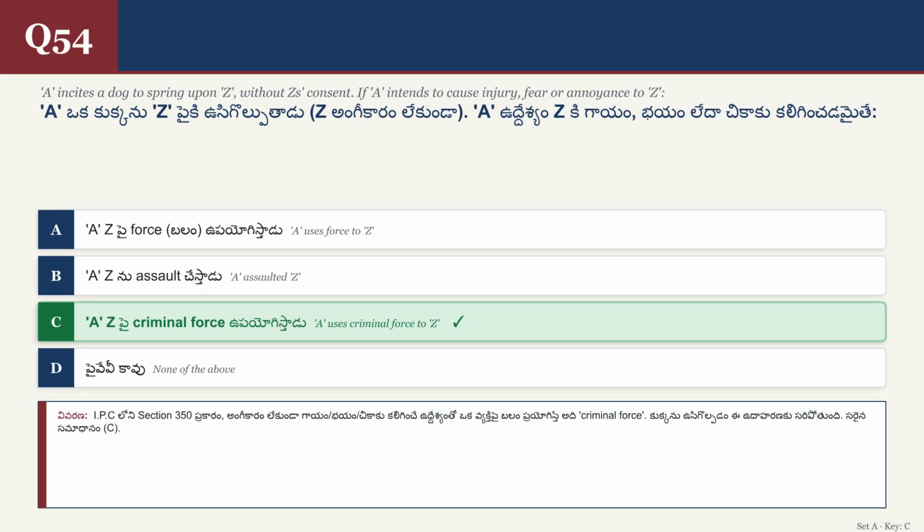Inciting a dog to spring upon Z without Z's consent, with the intention to cause injury, fear, or annoyance, is defined as using criminal force to Z under IPC Section 350. Therefore, A uses criminal force to Z is the correct answer.